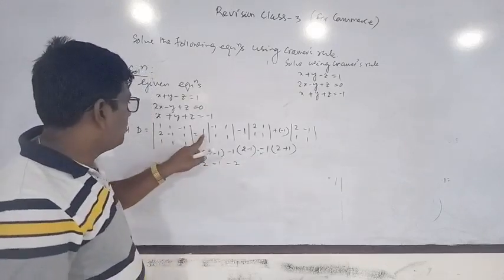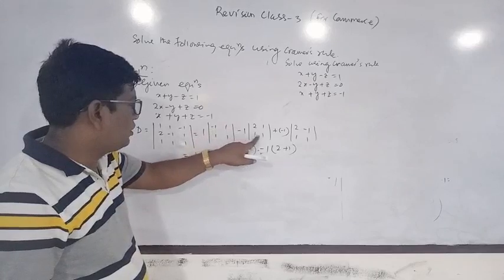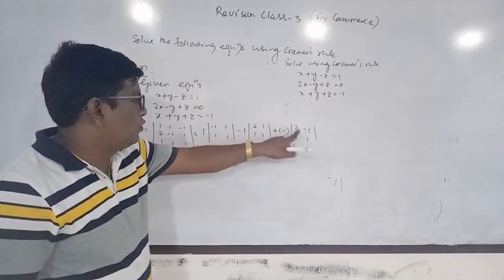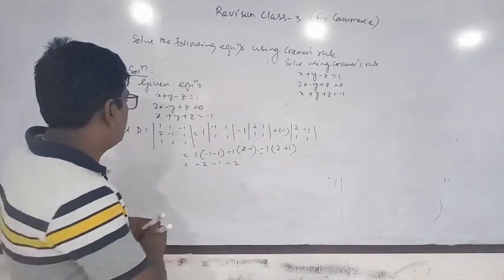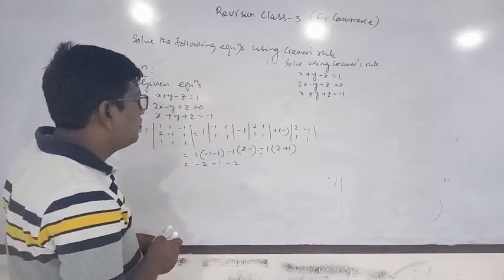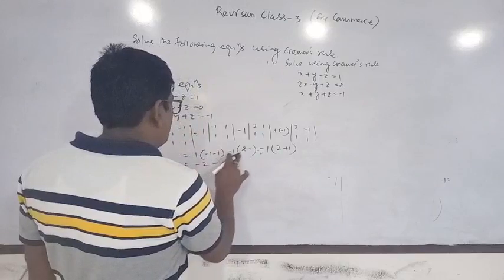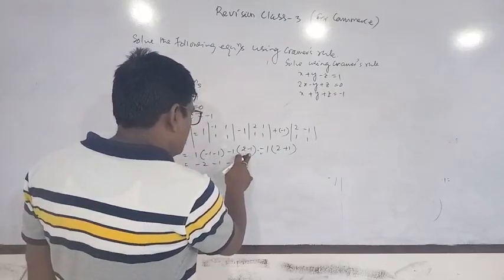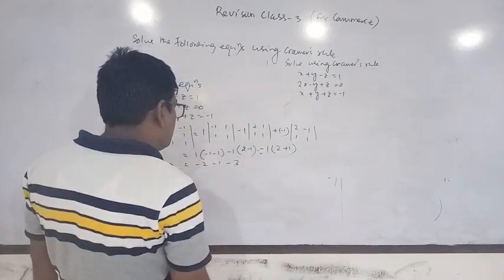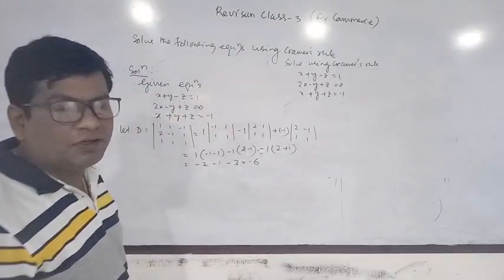So this will be 1 into minus 1 minus 1, minus 1 into 2 minus 1, and minus 1 into 2 plus 1. Check this. Correct. So this is equal to minus 2, and this is 2 minus 1, and 2 plus 1 that is minus 3. So this will be minus 6.